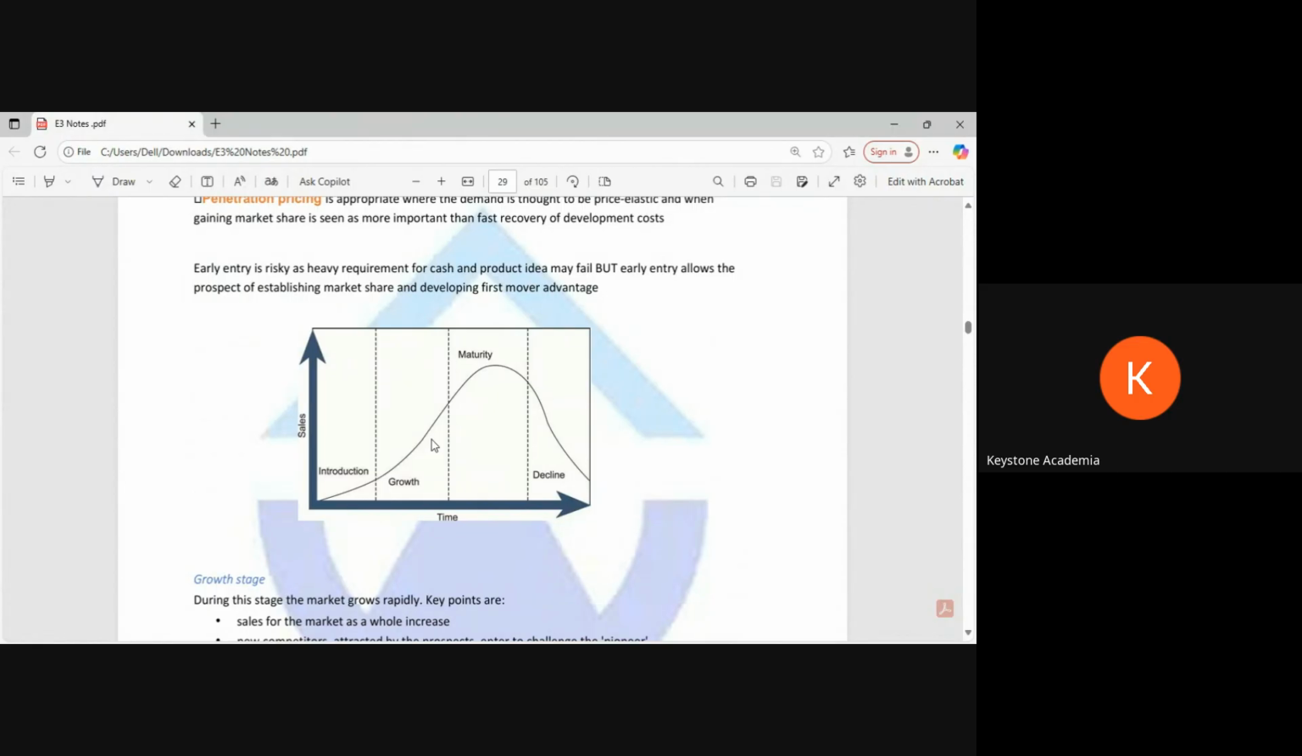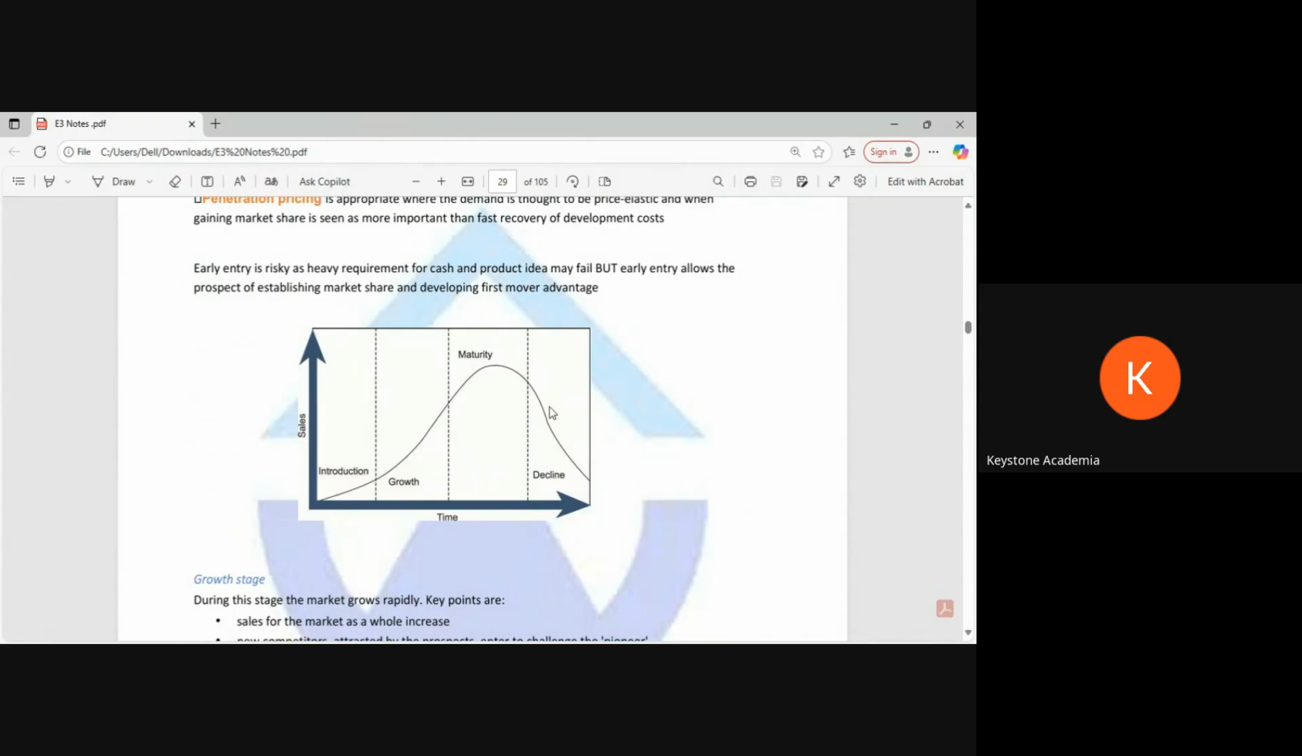Some charts, if you see, have divided this into five. So they have introduction, growth, then another section, then maturity, then decline. But either way is fine. So in the case study exam, they won't ask you specifically to explain what it is. This is for our understanding.